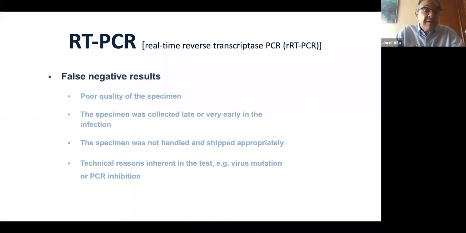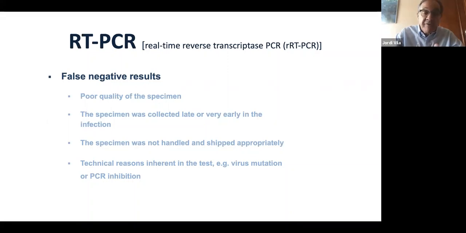We have false negative results with the PCR, and this can be associated with different factors. The first one is the poor quality of the specimen. As we mentioned, it's critical to collect a good specimen, either an oropharyngeal swab or a nasopharyngeal swab. So collecting a poor quality specimen can generate a false negative. Second, the specimen was collected very late or very early during the time of infection.